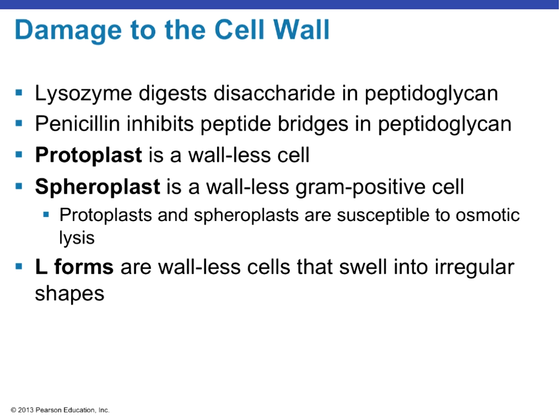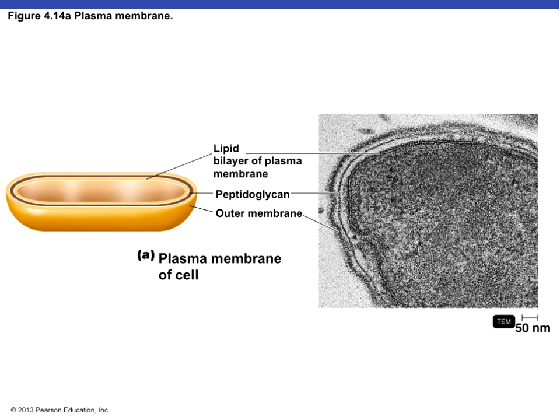lysis. L forms are special classes that are wall-less, but instead of just bursting and succumbing to osmotic lysis like a spheroplast or a protoplast would, they actually just swell into irregular shapes first. So they have a little bit more resistance to osmotic lysis, or too much water getting into the cell, than you'd find for the other forms, the protoplast and the spheroplast.